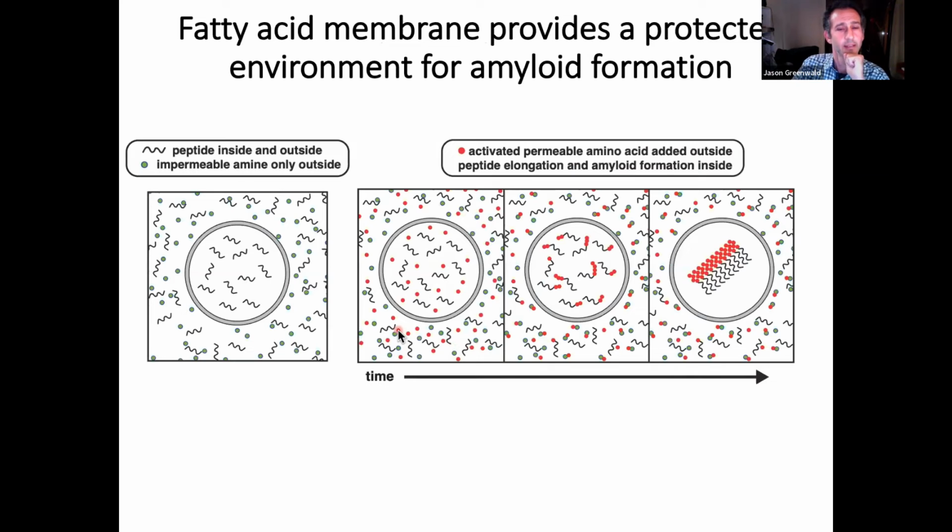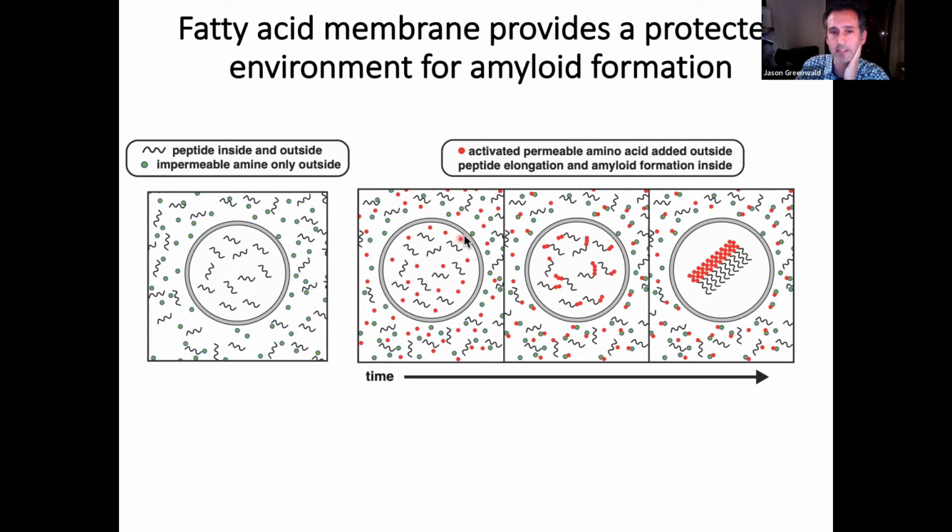So another way that the vesicle could be acting in an interesting manner is it can create an environment which protects a reaction on the inside. And so this is just to show that that would work. We set up an experiment where on the inside and the outside, we had the same starting peptide. And on the outside, we had an impermeable amine. In this case, we used aspartic acid because we knew it was impermeable. And then we added on the outside an activated amino acid, valine in this case.